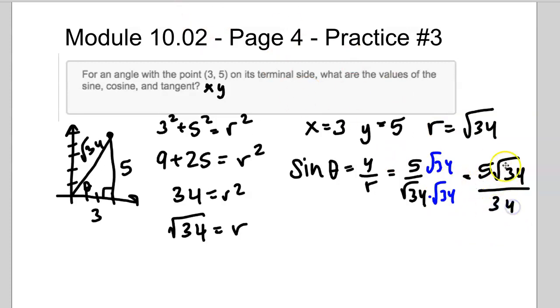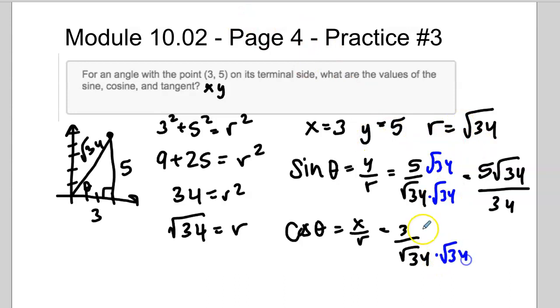So there's sine, there's a ratio for that. So now let's get cosine. Cosine is always with x, so x over r, and that's equal to 3 over root 34, just plugging our values in. So times root 34 times root 34. And what we end up getting here is 3 root 34 all over 34.